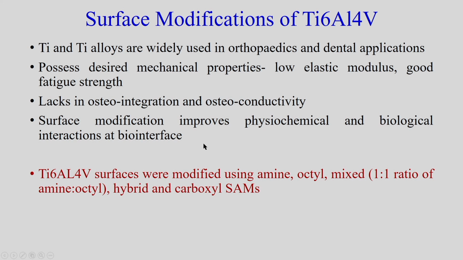In this work we have modified the titania surface using different self-assembled monolayers: amine group, octyl group, a mixed SAM of amine and octyl, one hybrid SAM, and a carboxyl SAM. We have formed these different self-assembled monolayers to tune, or you can say design, the surface with a wide range of wettability and analyze how it improves the protein-surface as well as the cell-surface interactions.